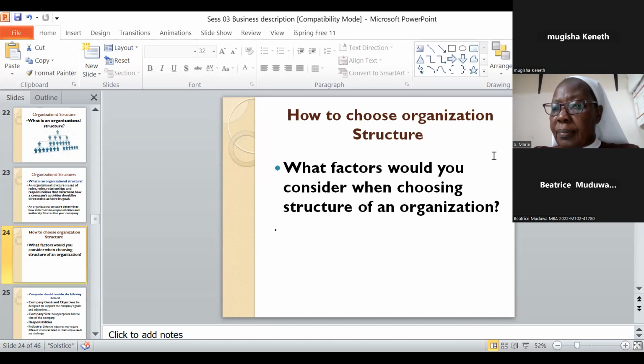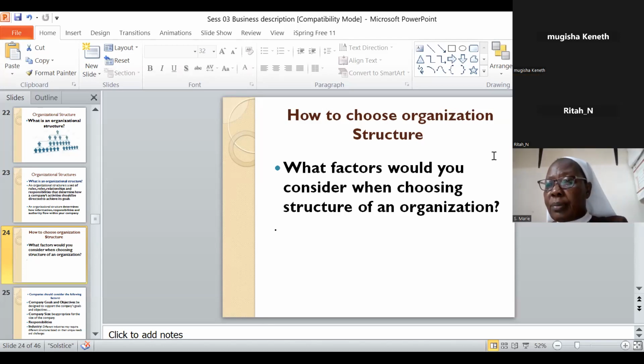Kenneth. Sister, for me, I'm looking at the strategy of the company. If you are looking at maybe intensive marketing, that means the structure will have to include marketing personnel, something to do with that. So in other words, they're looking at the functions that they do, so that can be grouped according to how their functions are. I agree with you.